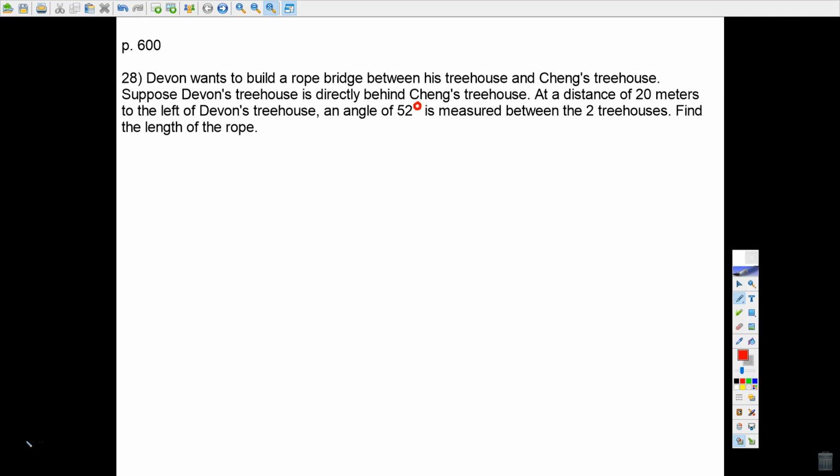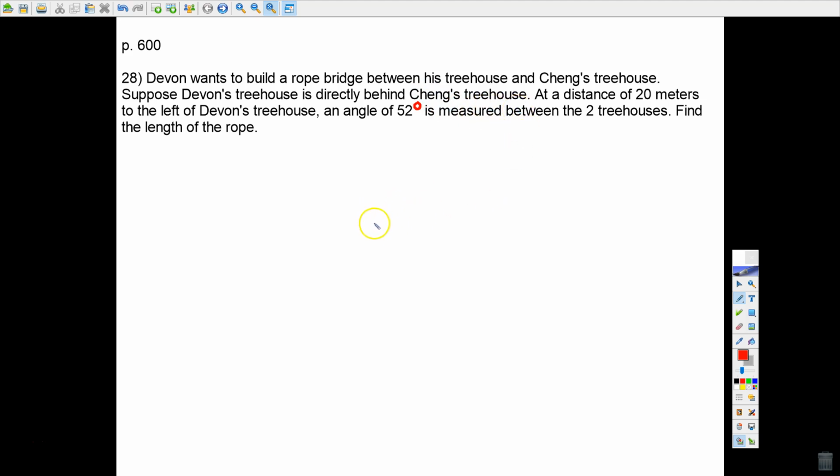Here's some homework help for lesson 9-1, a couple of word problems that you had to do. This is number 28. We have this rope bridge that is being built between a couple of tree houses, and we're told that suppose Devon's tree house is directly behind Chang's tree house.